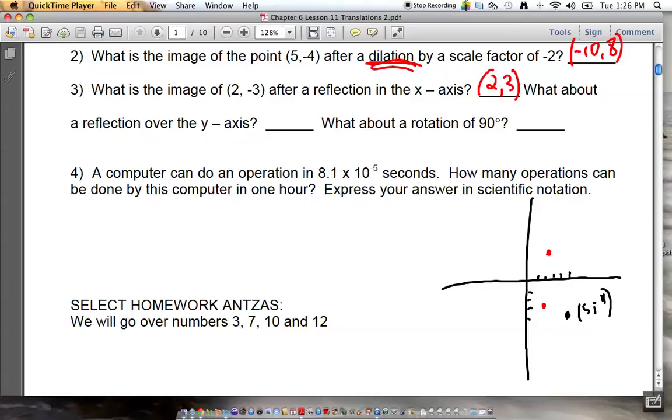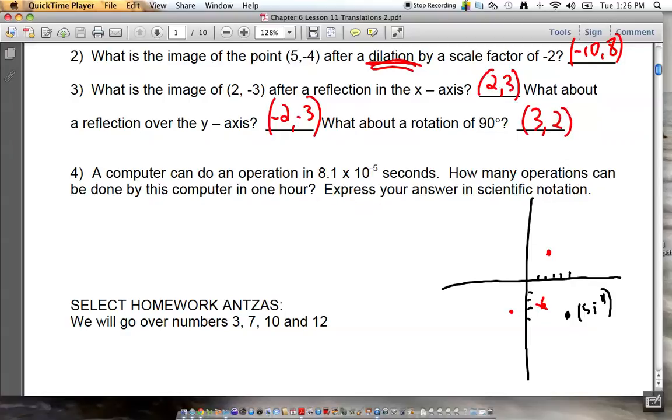What about over the x-axis? 1, 2, 1, 2. This time the x gets negated. Negative 2, negative 3. What about a rotation in 90 degrees? If I spin 90 degrees, that means I'm going to go up this way. That would mean I go to 3, 2.